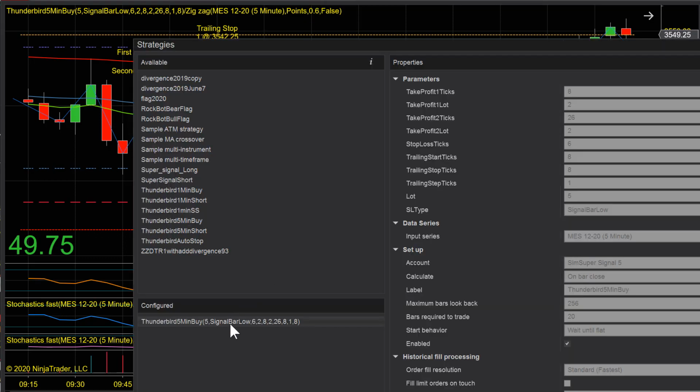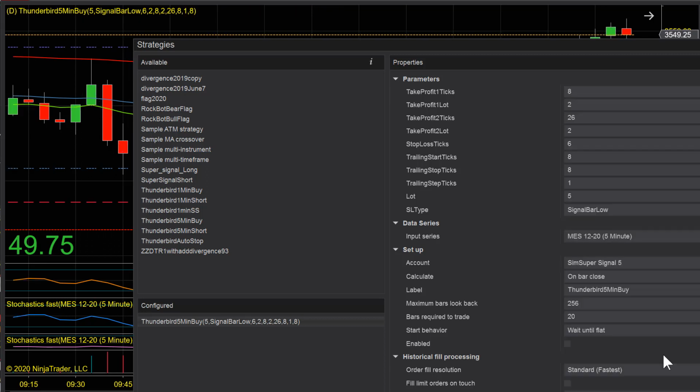This is the 5-minute signal bar low. Take profits at 8 ticks, and then I put a take profit at 26 ticks. Now you can put anything there you want. I put something pretty far up there on the 5 minute. I like to get that, but the important part is how to follow it up.